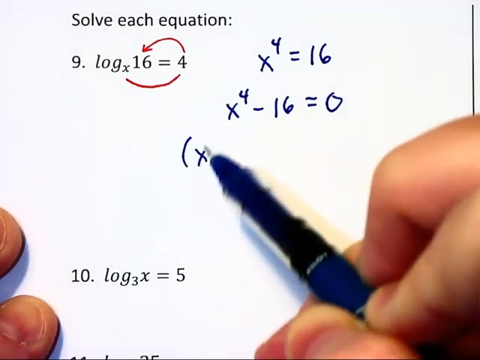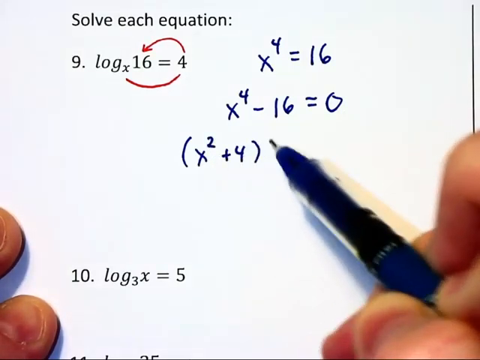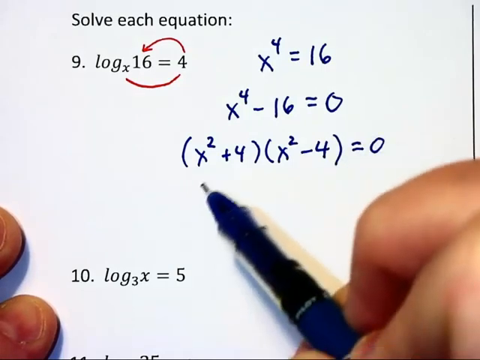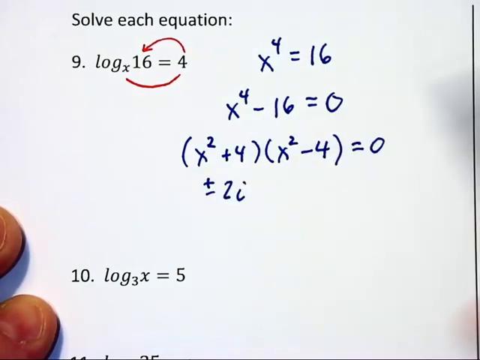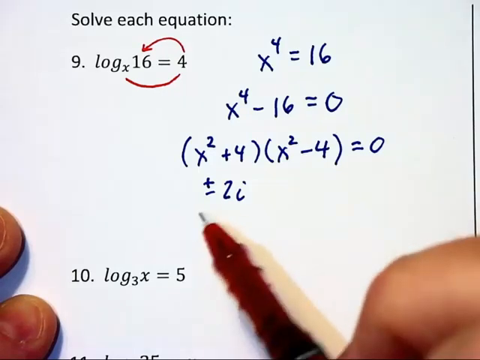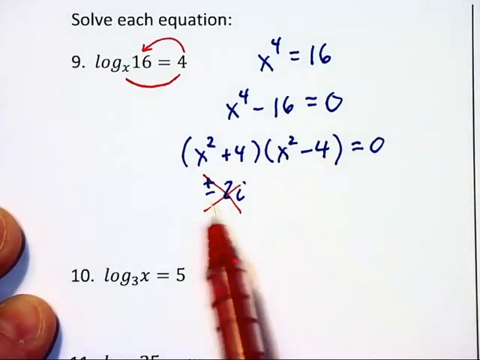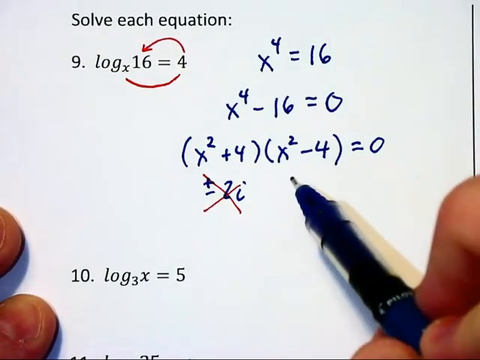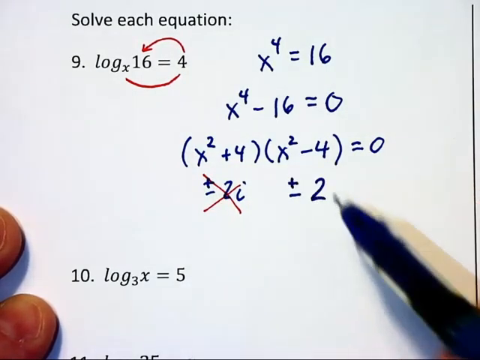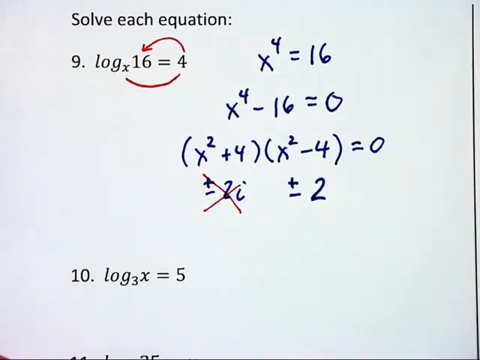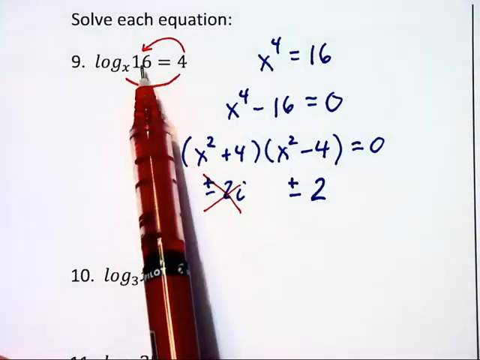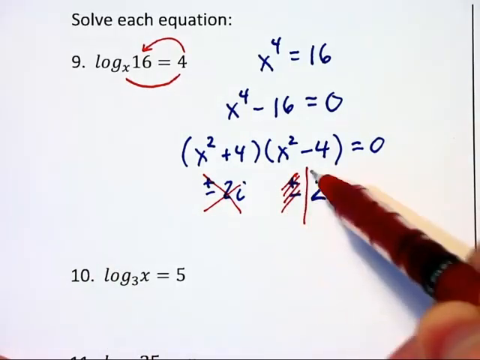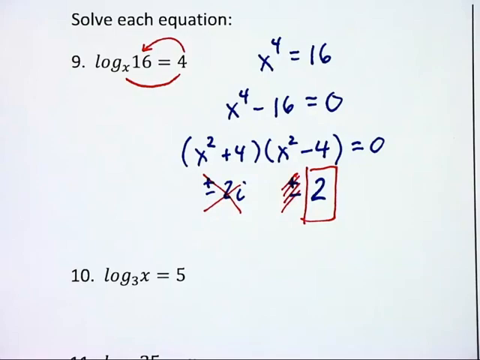This factors into x squared plus 4 times x squared minus 4. Now we know that we're going to have plus or minus 2i as solutions coming out of that sum of squares, and we don't want to have imaginary bases because we're solving for bases. And then we're going to have plus or minus 2 as solutions coming out of the x squared minus 4. However, bases, just like the arguments, cannot be negative, so we're going to get rid of that plus or minus sign and only have 2 as the base in this case.